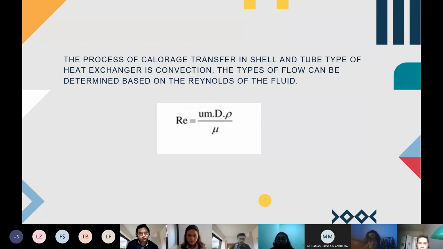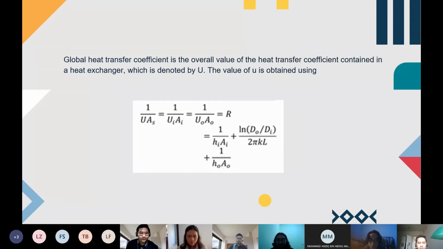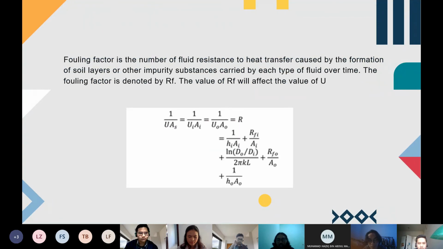Okay, so the process of calorie transfer in a shell and tube type of heat exchanger is convection. The types of flow can be determined based on the Reynolds number of the fluid. So here is the equation to find the Re. Next. The global heat transfer coefficient is the overall value of the heat transfer coefficient contained in a heat exchanger, which is denoted by the value of U. The value of U is obtained using the equation shown here.